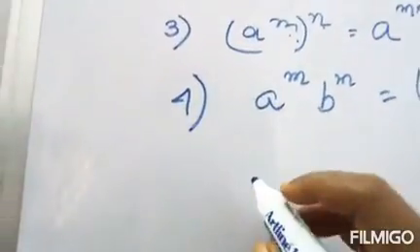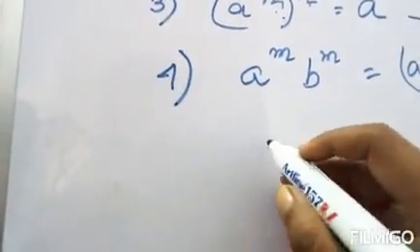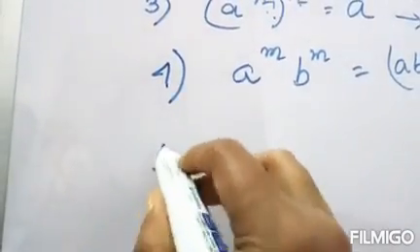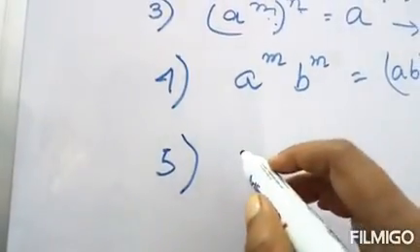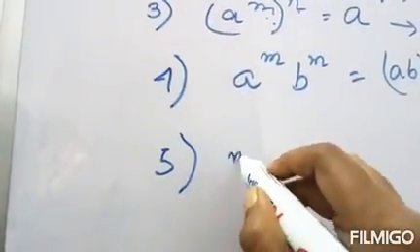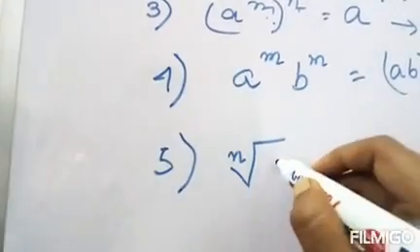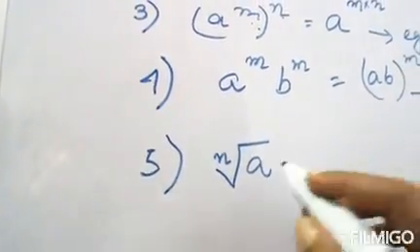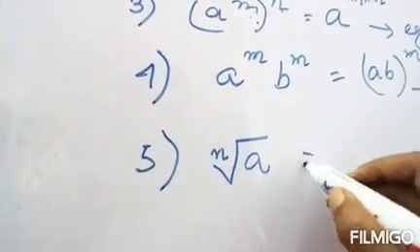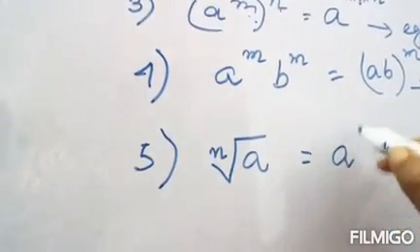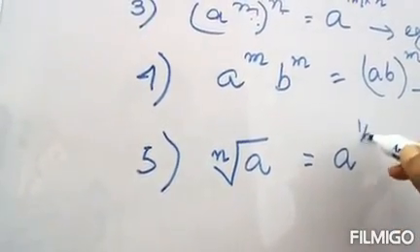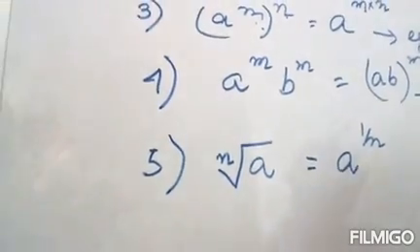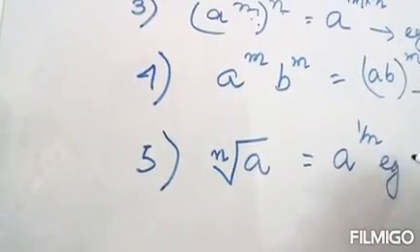Another thing, fifth one, suppose I am given n root a. Okay, what does this mean? This means a to the power 1 by n. Understood?